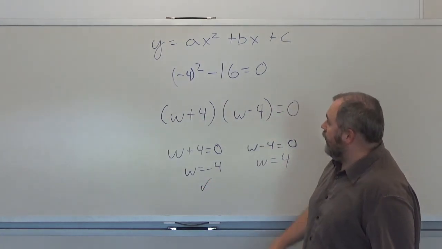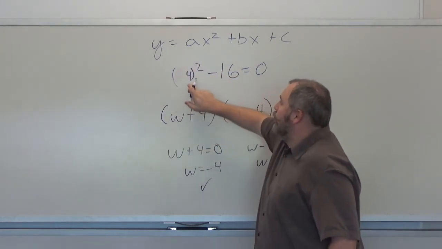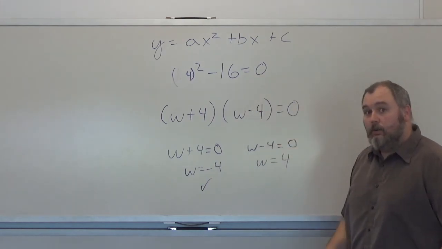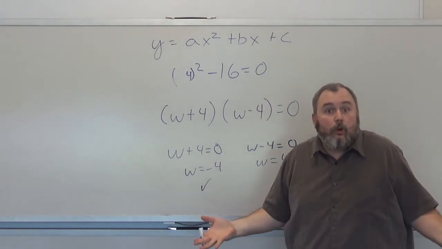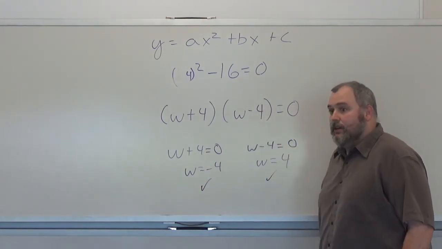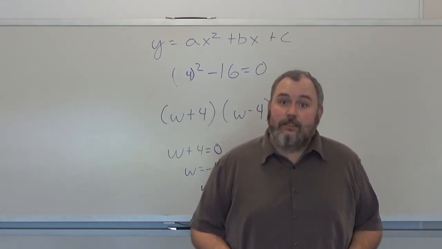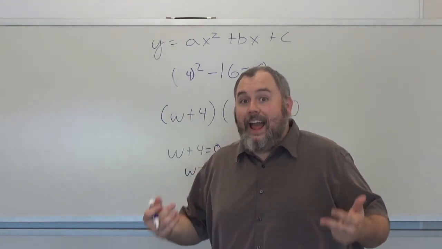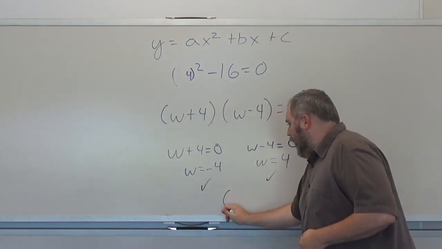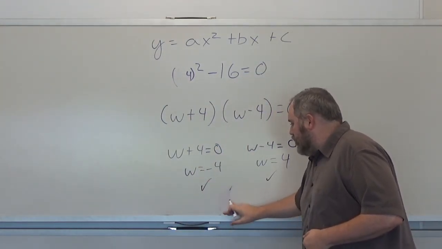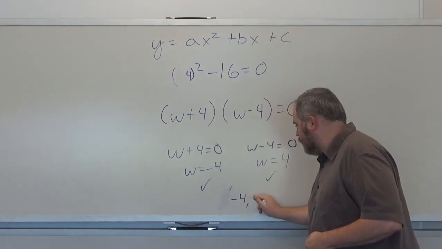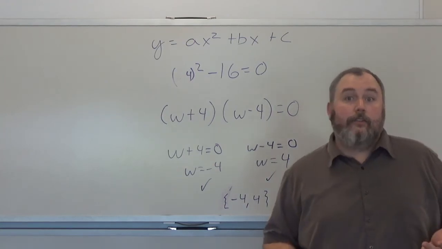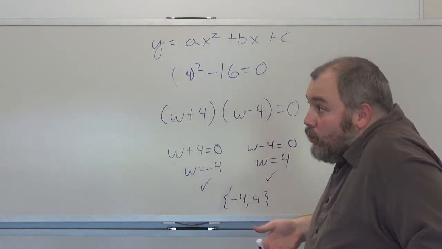Well, let's plug in regular 4. 4 squared equals 16, minus 16 equals 0. Does that work? Yes, it works as well. So that's the answer. In both of these cases, when we solve for W, W is negative 4 and 4. And we can write it in a couple of different ways. We'll just go ahead and write it like this. Okay, so our answer for this is negative 4 and 4.